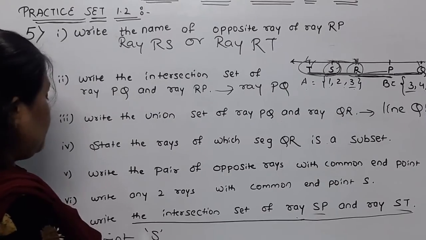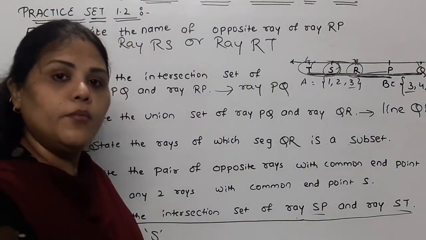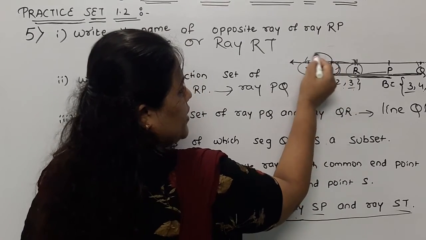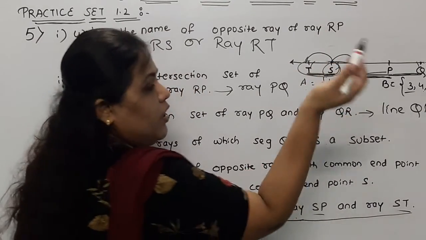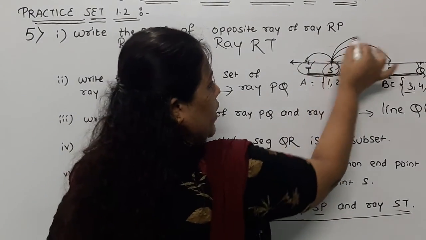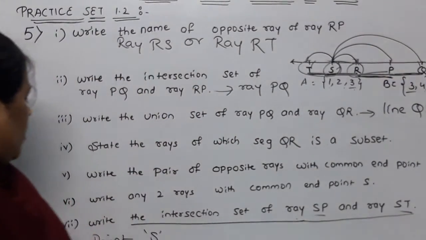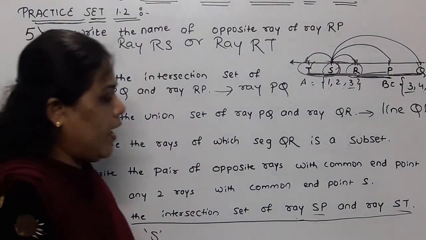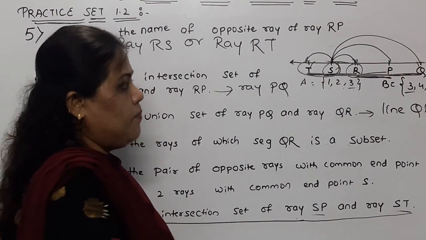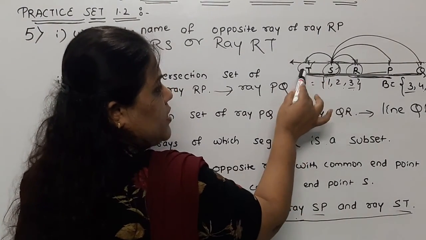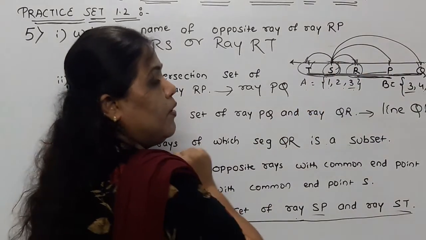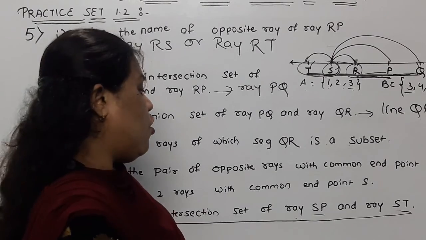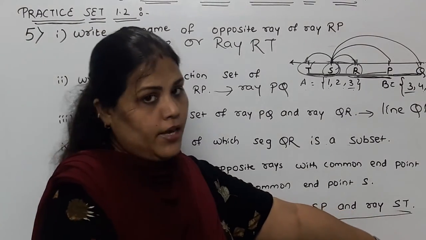Now see the sixth sum. Write any two rays with common endpoint S. Here with common endpoint S, we have two rays as ST and SR. You can even go for SP or SQ. Understood? Then the last sum. Write the intersection set of ray SP and ray ST. So intersection of ST and SP will be what? Point S. So point S is the intersection of ray SP and ray ST.